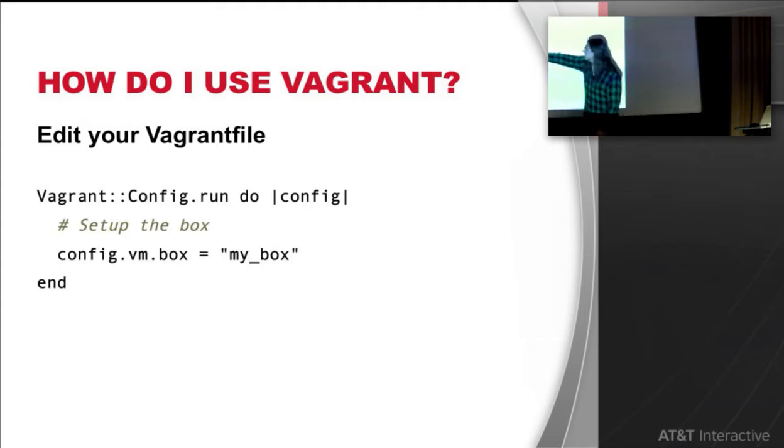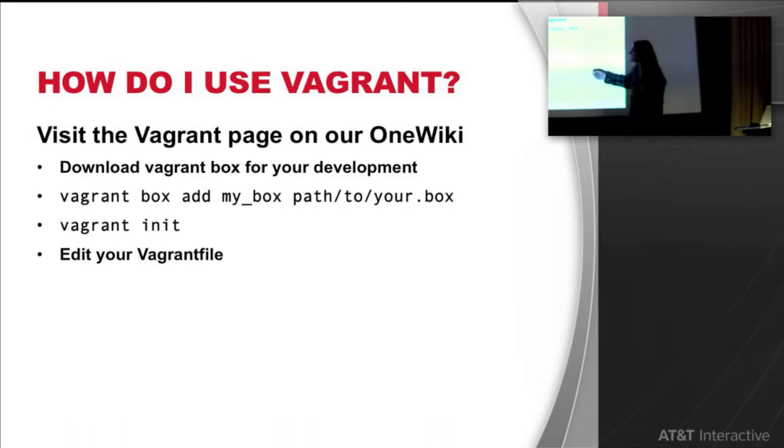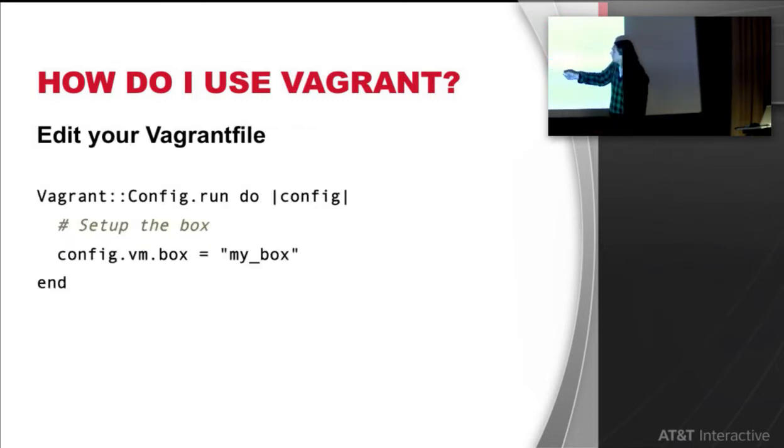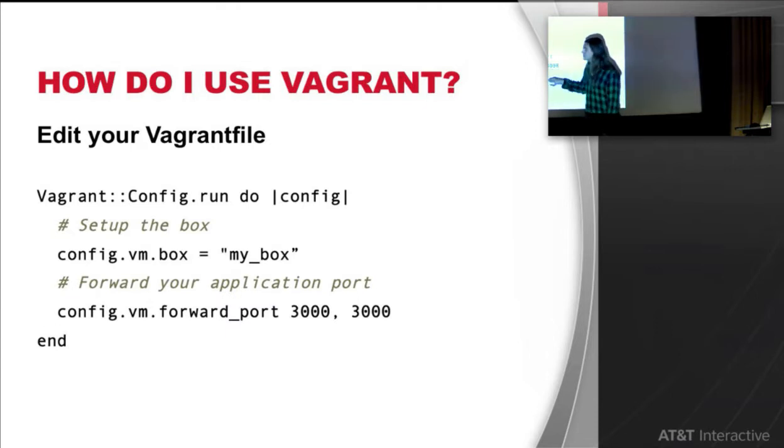You just need to set up the name of the box with whatever you added in the last slide, the same name as in the add box command. And then you forward your ports. It is a VM within your machine, so it doesn't natively have access to external ports. So any ports that you want to use, you have to forward. I forward the Rails port by default.